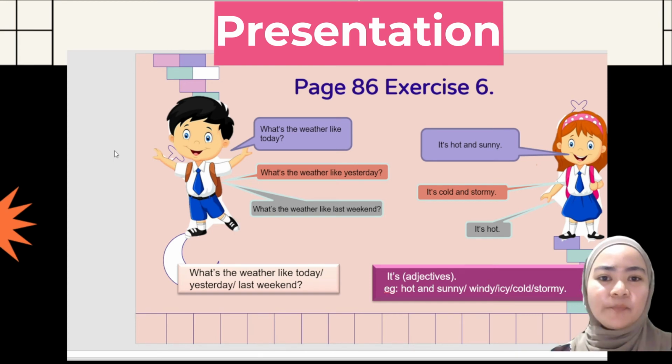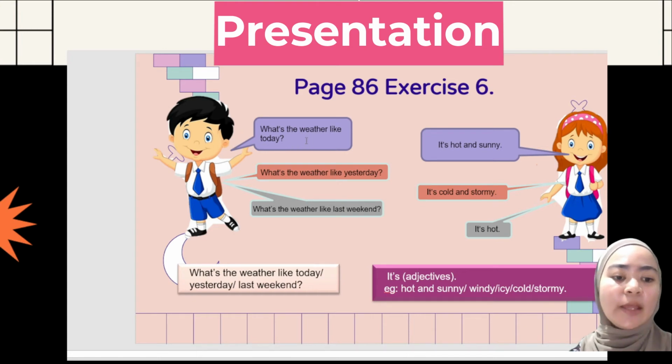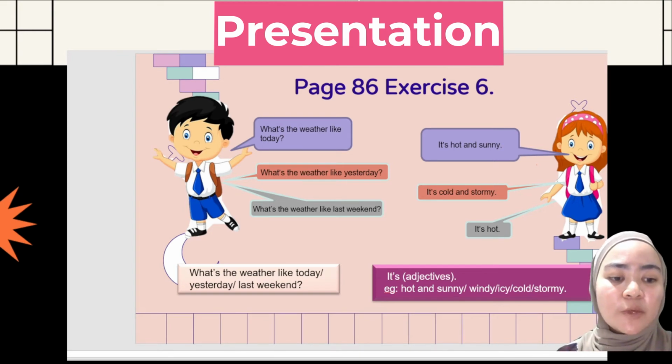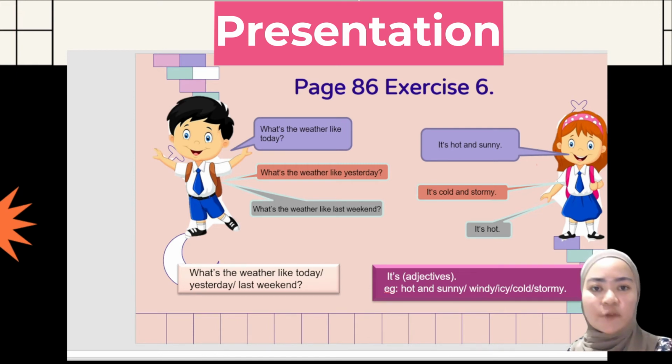Okay, so the first dialogue would be the purple box which the boy had. So can one of the boys read the question, and then after that I want one girl to answer the question, okay? And then we proceed with another boy, and then another girl will reply. Next, we continue with the third boy, and then the third girl will reply. Alright, so first, can we have Darsen? Can Darsen read the first dialogue?